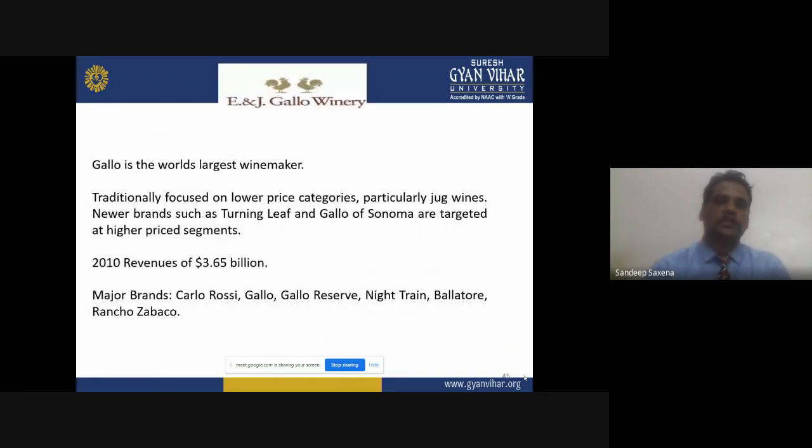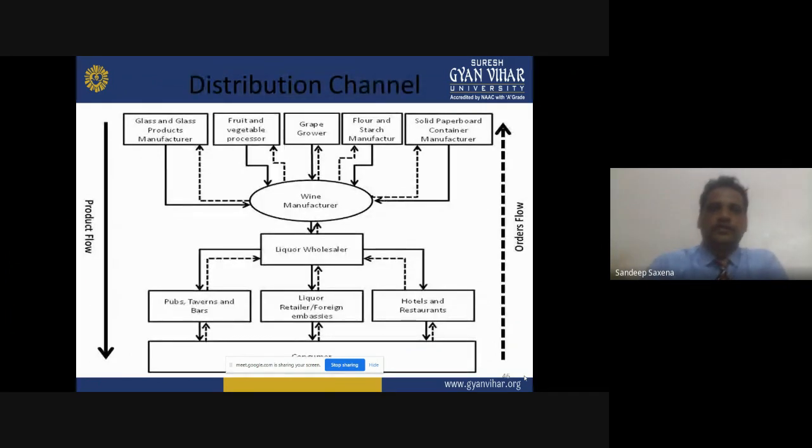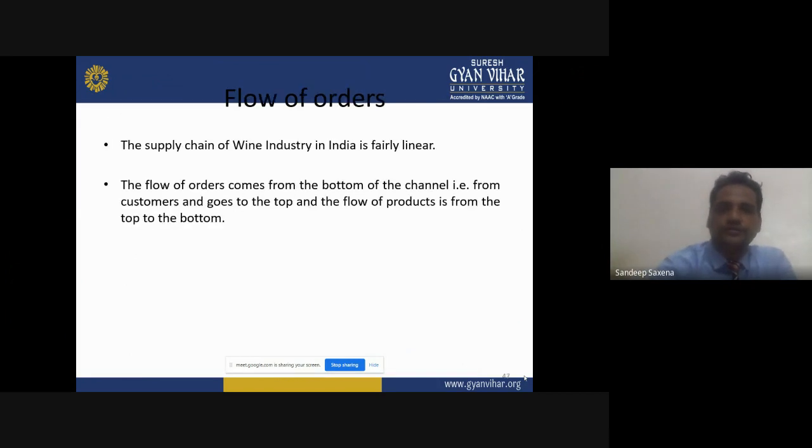Gallo is the world's largest winemaker, traditionally focused on the lower price categories, particularly jug wines. Newer wines such as Tanning, Leafing, and Gallo of Sonoma are targeted at the higher price segments. This is the distribution channel of the wine manufacturer: the liquor wholesaler, pubs, taverns and bars, liquor retail, foreign embassies and the hotel restaurants. Flow of water, the supply chain of the wine industry in India is fairly linear. The flow of orders comes from the bottom of the channel, for example from the customer, and goes to the top, and the flow of product is from the top to the bottom.